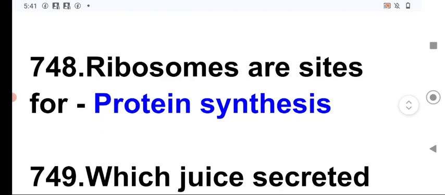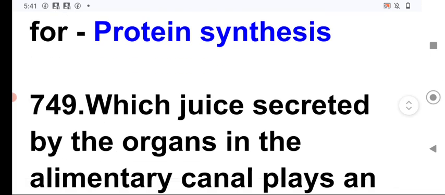Next question, ribosomes are the sites of protein synthesis, and ribosomes are cell organelles present in both prokaryotic and eukaryotic cells. It is 70S in prokaryotic cells and 80S in eukaryotic cells.